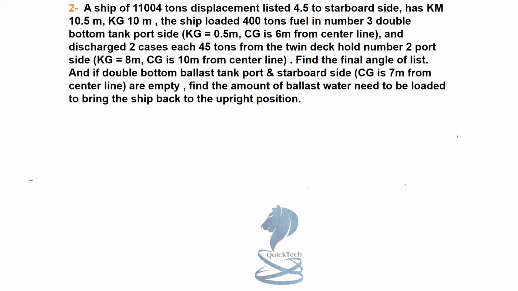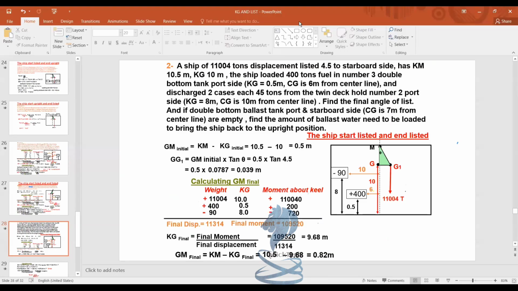Find the angle of list. And if double bottom tank port and starboard side CG 7 meters from the center line are empty, find the amount of water ballast needed to be loaded to bring the ship back to upright position. So here is the solution.